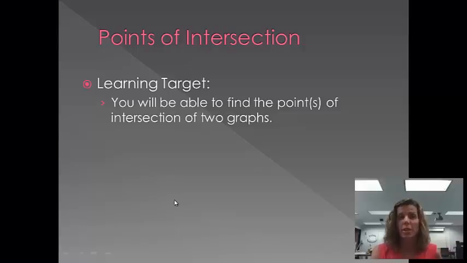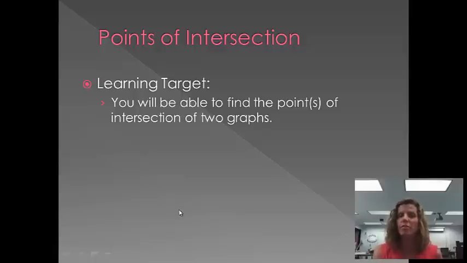As we get ready to study calculus, one of the things that we'll need to know how to do is identify key features of graphs. And one of those key features is points of intersection. This is actually a topic that you probably got familiar with in Algebra 1, but I'm guessing you might be a little bit rusty on it.